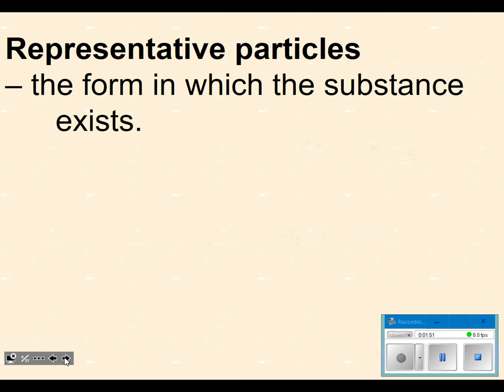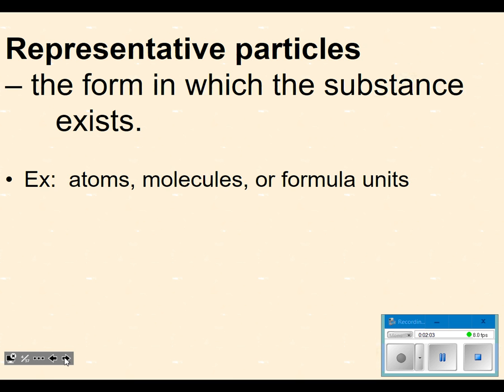Now, what are representative particles? Since a mole is a certain number of particles, what do those representative particles mean? A representative particle is the form in which a substance exists. For example, atoms, molecules, or formula units. Atoms exist when you have elements.